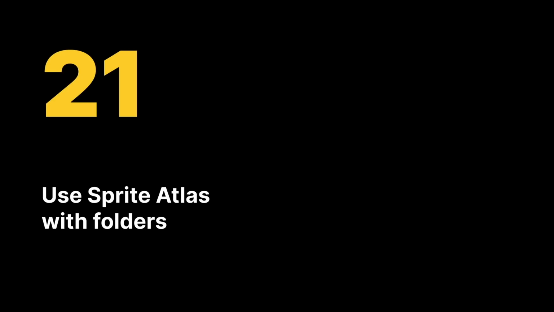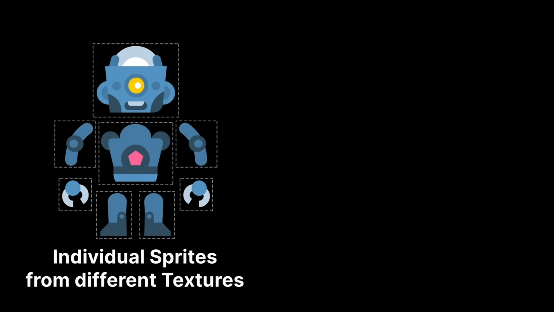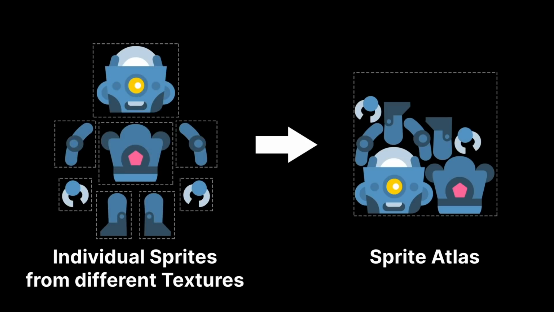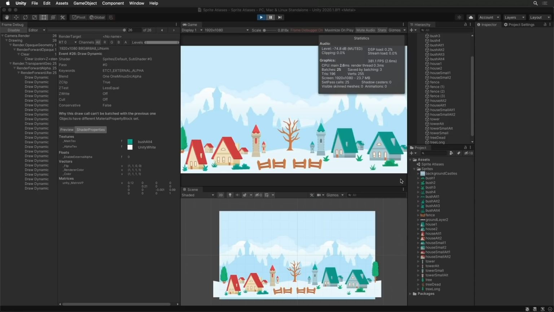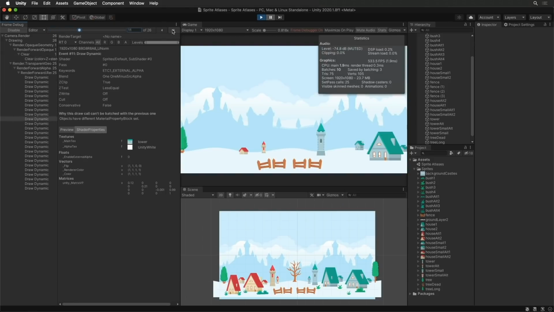A Sprite Atlas is an asset that packs several sprites into a single combined texture. Unity can then use this single texture to increase performance by issuing a single draw call instead of multiple draw calls for each sprite. In this example, we have an environment with a background and multiple props. As we can see in the frame debugger, each sprite is drawn on a separate draw call.